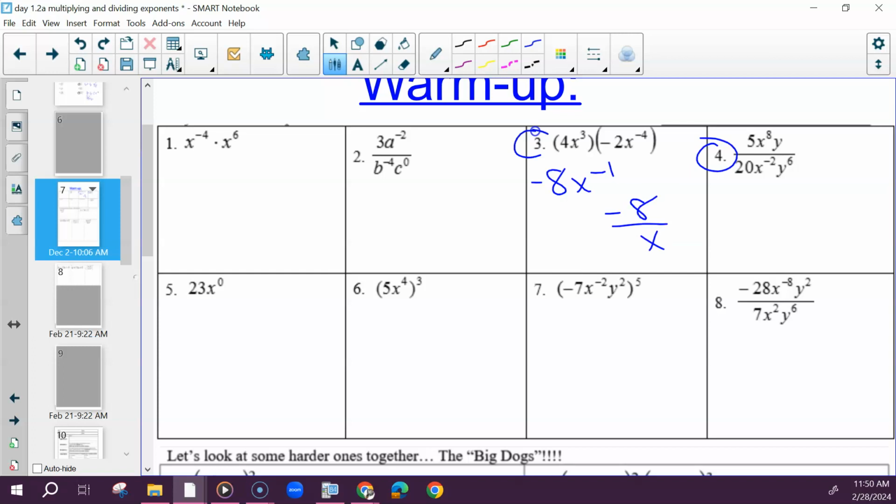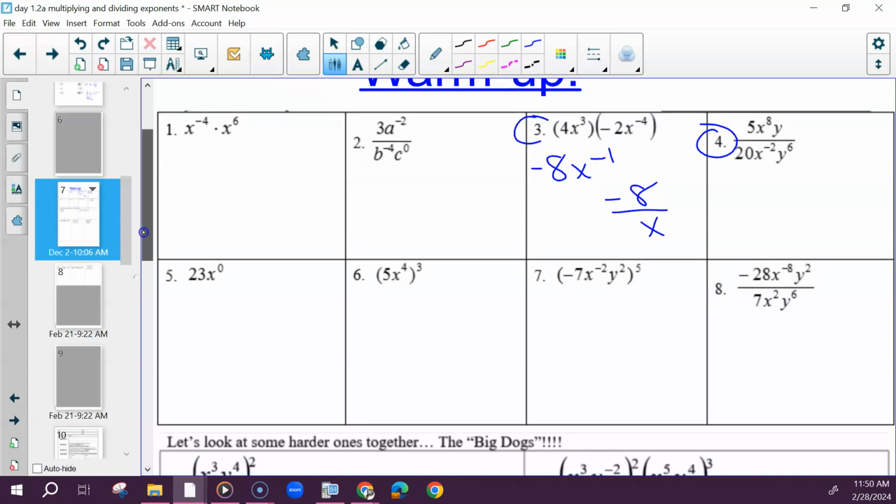So these are all the questions you should be asking yourself. What do I see? What could I do? What rule is that? Questions 1 through 3 before we do 4.